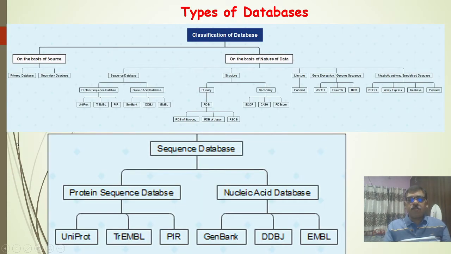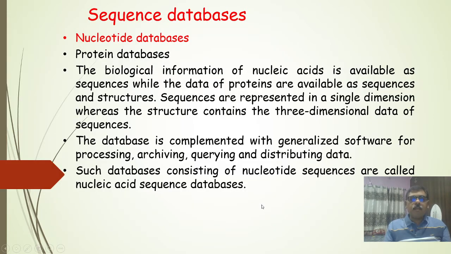Among the sequence databases, we have to discuss the nucleic acid or nucleotide databases. Among them, GenBank, the DNA Data Bank of Japan, and EMBL, the European Molecular Biology Laboratory data bank. All of that we have to discuss in detail. In the sequence databases, there are two types: one is the nucleotide database and another is the protein database. In this class, we will discuss the nucleotide databases.